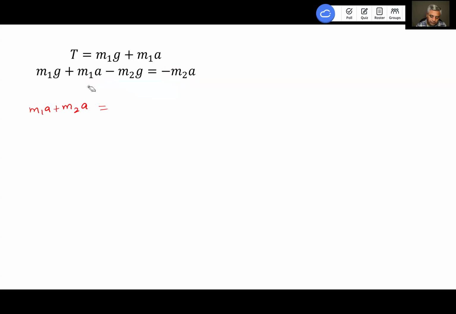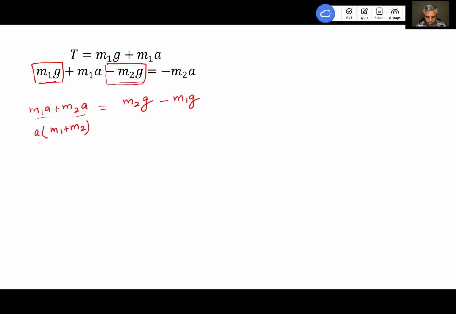And now this m1g and m2g, I need to move them to the other side. m2g has a negative sign, so when I move it to the other side, it's going to have a positive sign. And m1g has a positive sign, so when I move it to the other side, it's going to have a negative sign. So now still the a is in two places. To make it one place, what I can do is factor a out. So this becomes a times m1 plus m2.